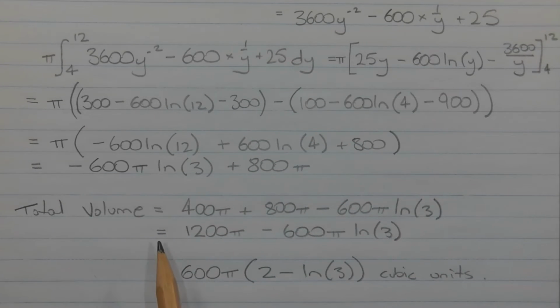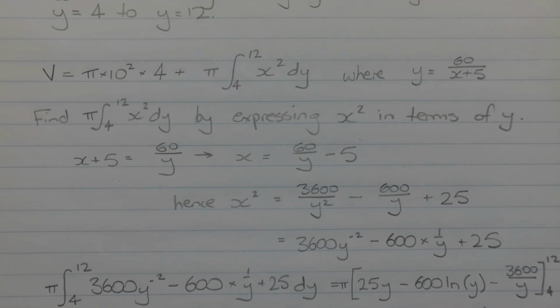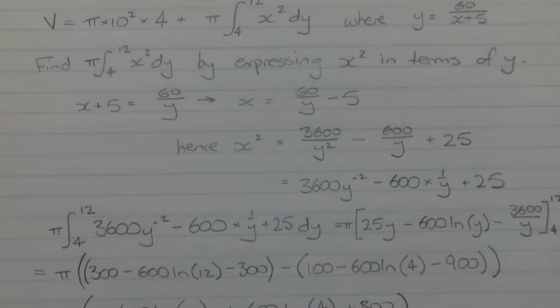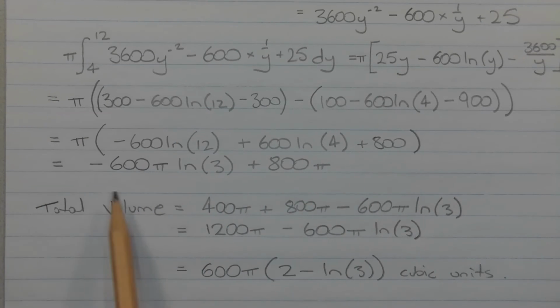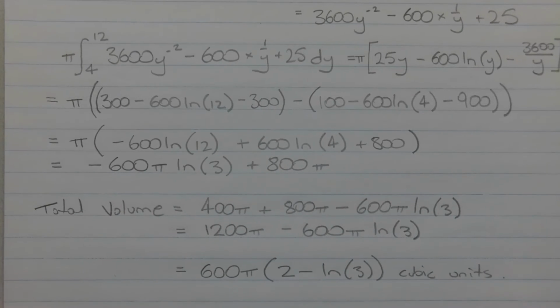So the total volume is equal to 400 pi, which is the volume of the cylinder that we worked out earlier, up here. And we add on to that the volume that we just found here by rotating the hyperbola from y equals 4 to y equals 12. So the total volume is equal to 400 pi plus 800 pi minus 600 pi times ln of 3, which equals 1,200 pi minus 600 pi times ln of 3. And factorizing out 600 pi from both of these terms, we get 600 pi outside of 2 minus ln of 3 in brackets cubic units.